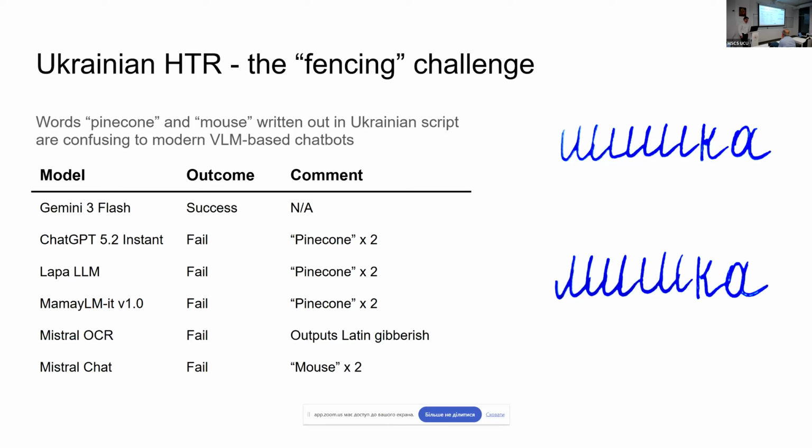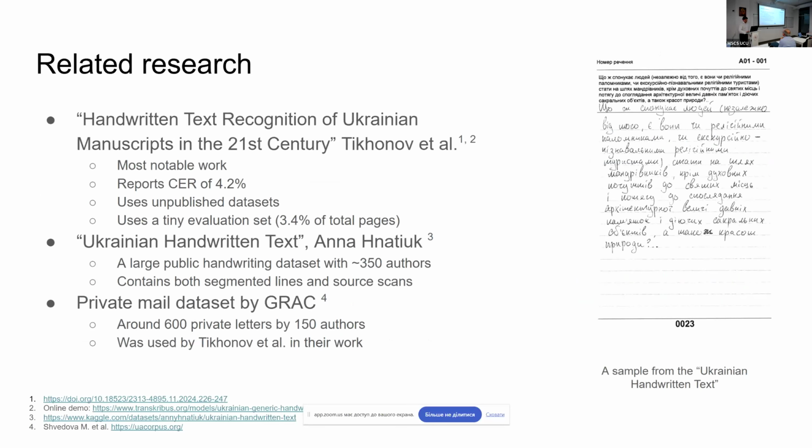Also, we have the problem with the handwriting. These are the words pinecone and mouse, and I've asked a number of different models what they think these words are. Most of them believe that these are two similar words. Only Gemini 3 Flash recognized them correctly. And what surprised me the most is that Mistral OCR, even though it claims that it supports Ukrainian, outputs Latin gibberish. So we have to do something on our own about that.